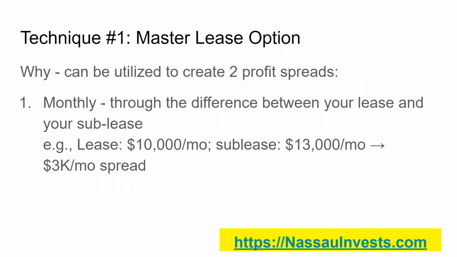The first one is the monthly profit stream, which is simply the difference between your sublease and your lease. For example, you can lease a commercial property for 10,000 a month, and then you can sublease it for 13,000 a month, creating a $3,000 a month spread. And typically you can use a master lease with no money down.